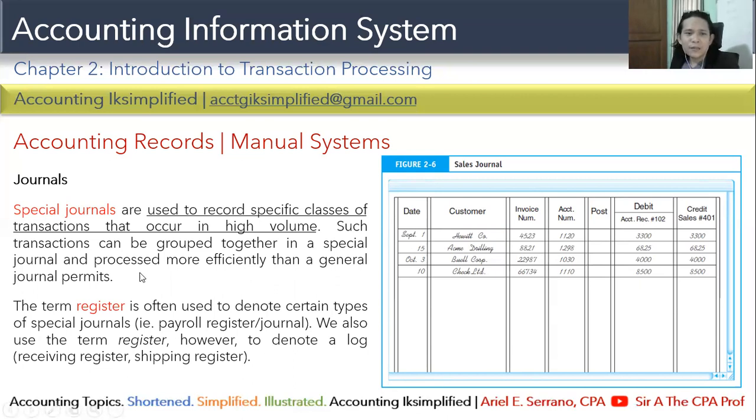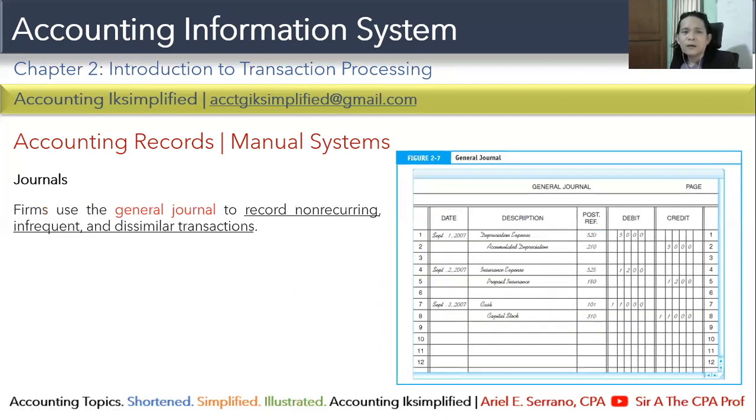Okay? The term register is often used to denote certain types of special journals. Okay? Register, pag narinig ninyo yung term na register, it refers to a special journal. For example, we have a payroll register or a payroll journal. However, we can also use the term register as a log. Talaan siya, no? Let's say, meron tayong tinatawag na receiving register, shipping register to record ano na yung mga na-ship, ano na yung napadala sa ating mga customers. Okay? So, please take note lang po of the term register kasi it can be used interchangeably.